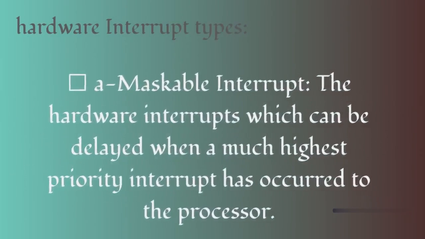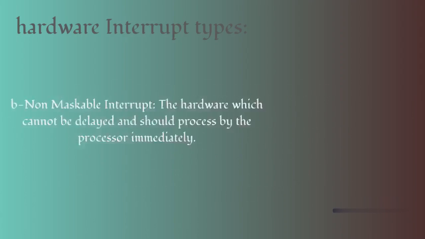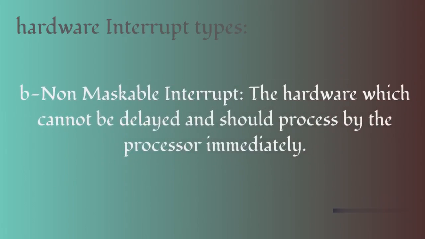Hardware interrupt types. A. Maskable interrupt: the hardware interrupts which can be delayed when a much higher priority interrupt has occurred to the processor. B. Non-maskable interrupt: the hardware interrupt which cannot be delayed and should be processed by the processor immediately.